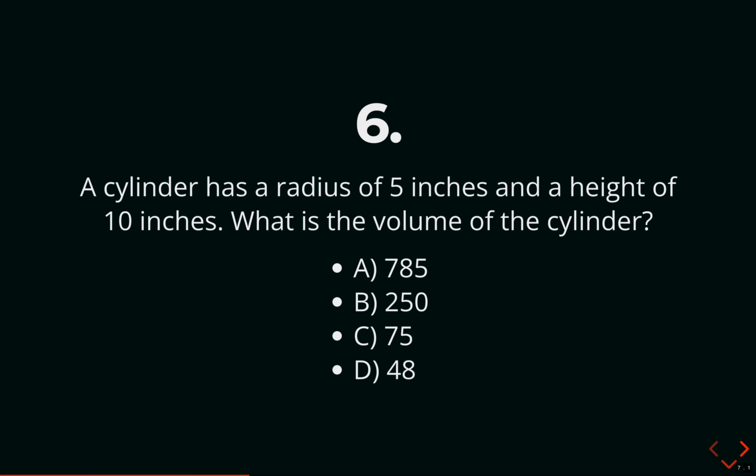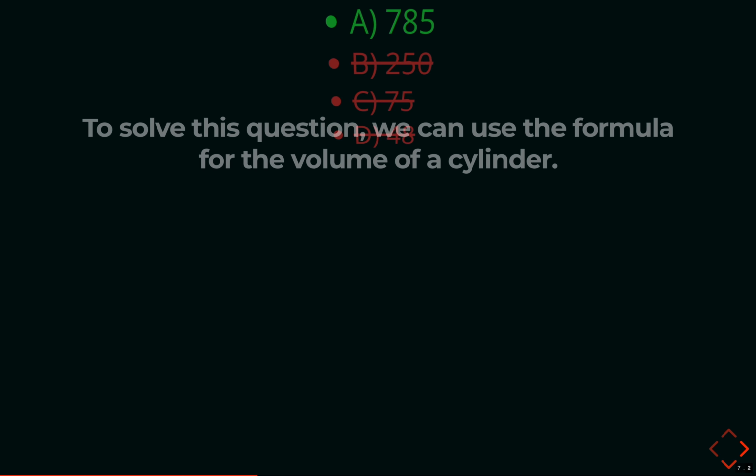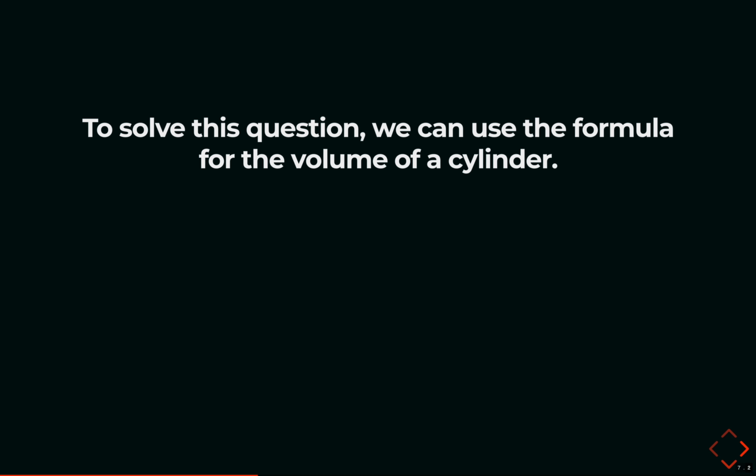Question 6. A cylinder has a radius of 5 inches and a height of 10 inches. What is the volume of the cylinder? A, 785. B, 250. C, 75. Or D, 48. Let's solve this. So the answer is A. Let's see how we get this answer.